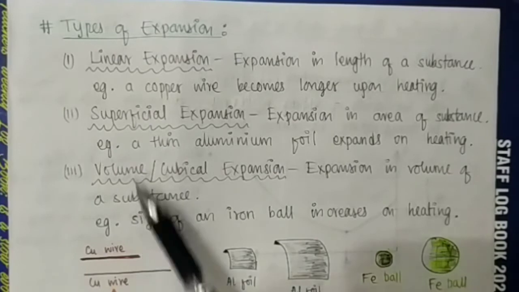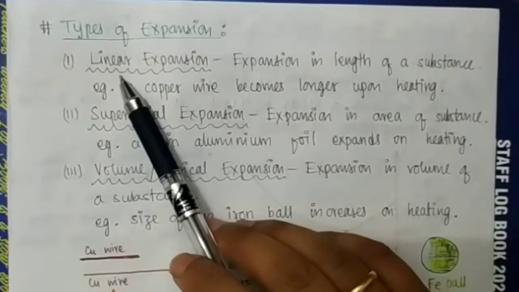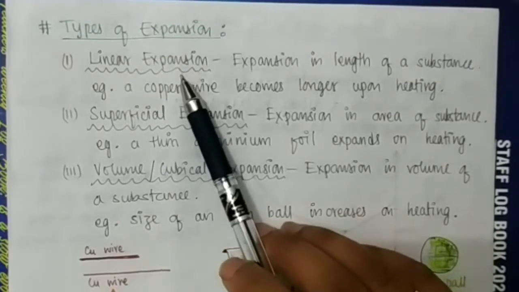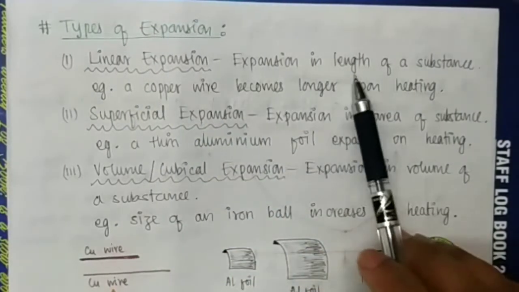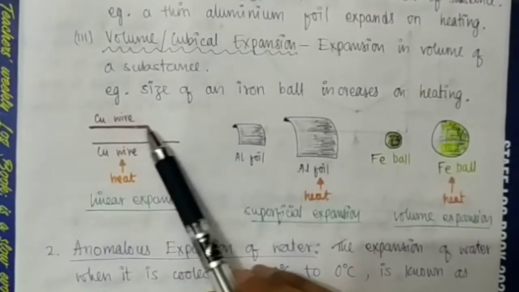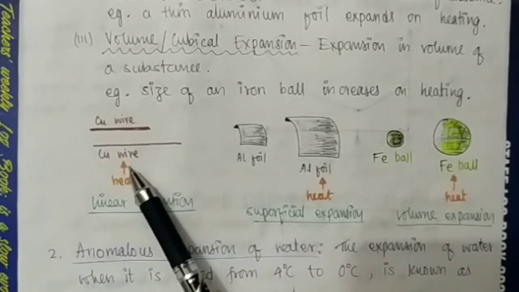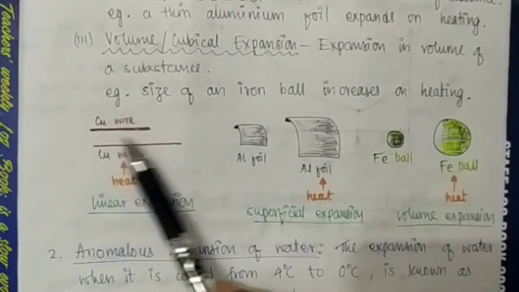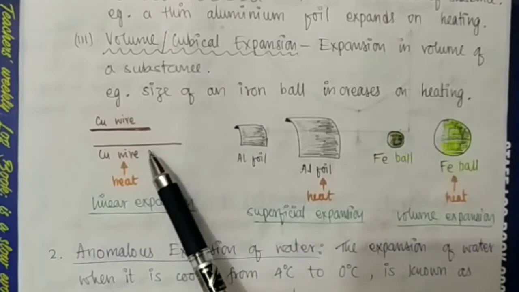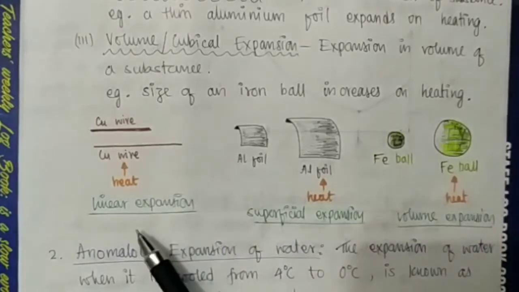So there are three types of thermal expansions. We'll see them one by one. Number one is linear expansion. Expansion in length of a substance is called linear expansion. Example: if we have a thin copper wire, and if we heat that wire, then the wire will become longer. So there will be increase in its length. This type of expansion is known as linear expansion.